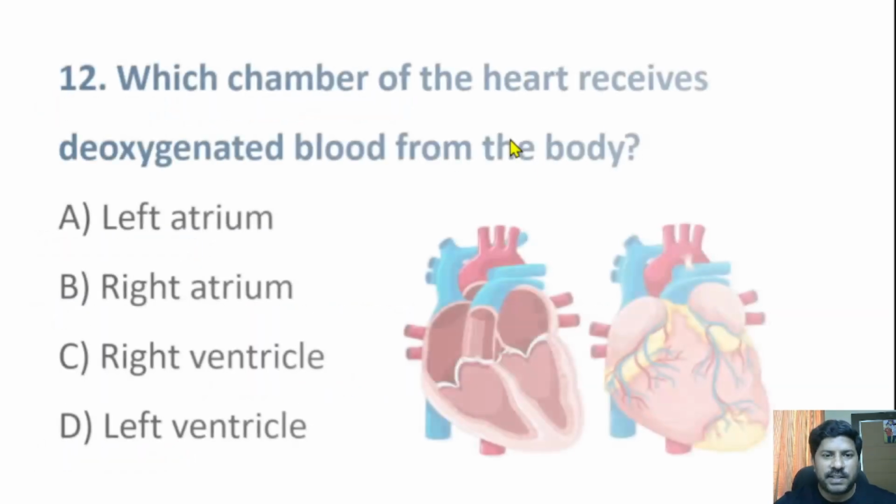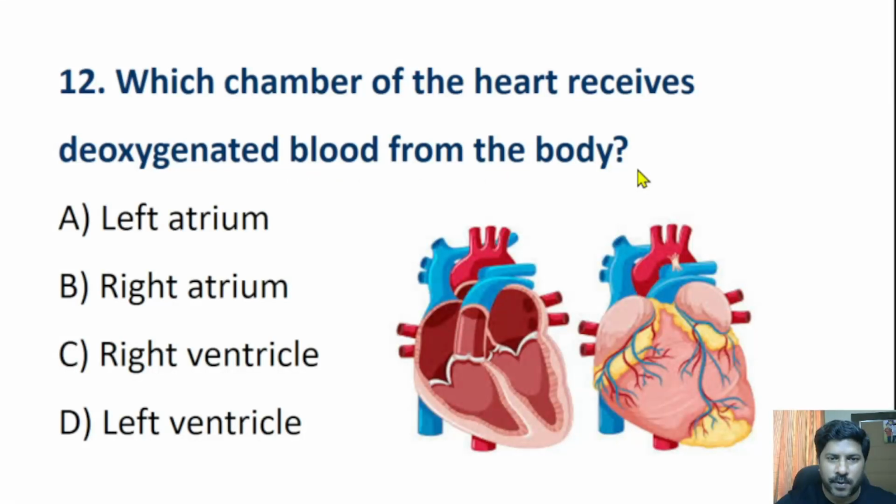12th question. Which chamber of the heart receives deoxygenated blood from the body? Left atrium, right atrium, right ventricle, left ventricle. So here the correct answer is right atrium. The right atrium receives deoxygenated blood from the superior and inferior vena cava. The superior vena cava carries blood from the upper part of the body. The inferior vena cava carries deoxygenated blood from the lower part of the body, and it is received at the right atrium. Then from the right atrium it reaches the right ventricle. From there the deoxygenated blood is pumped into the lungs through the pulmonary artery.